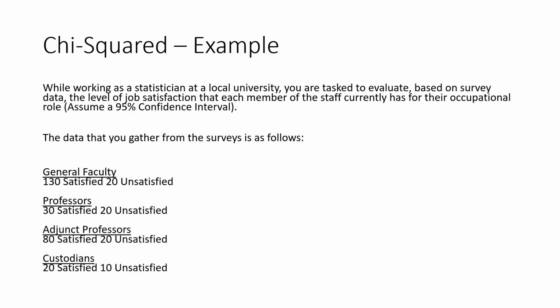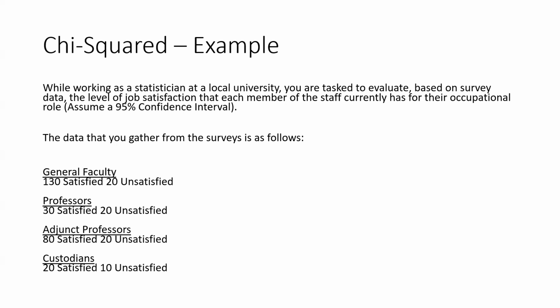Here's an example. While working as a statistician at a local university, you are tasked to evaluate, based on survey data, the level of job satisfaction that each member of staff currently has for their occupational role. And we're assuming a 95% confidence interval, which means, if you watched the prior lectures, that is an alpha value of 0.05 because it's 1 minus 0.95. The data which you gather from the survey is as follows.